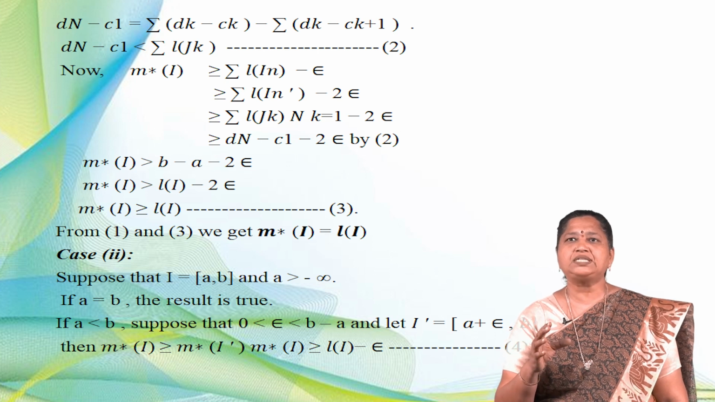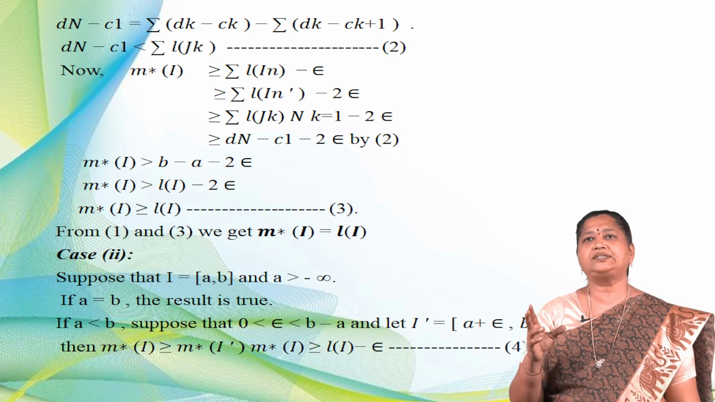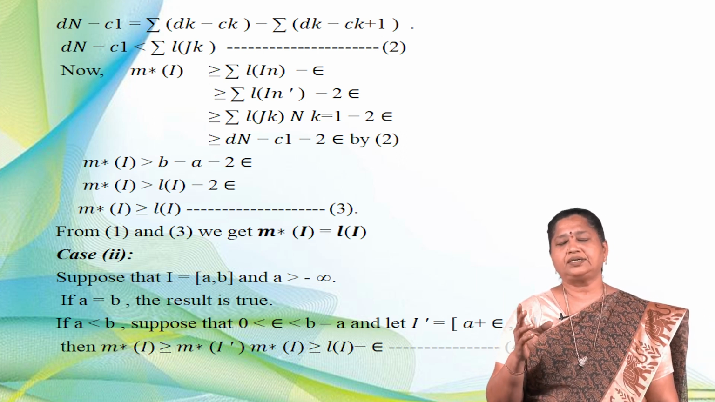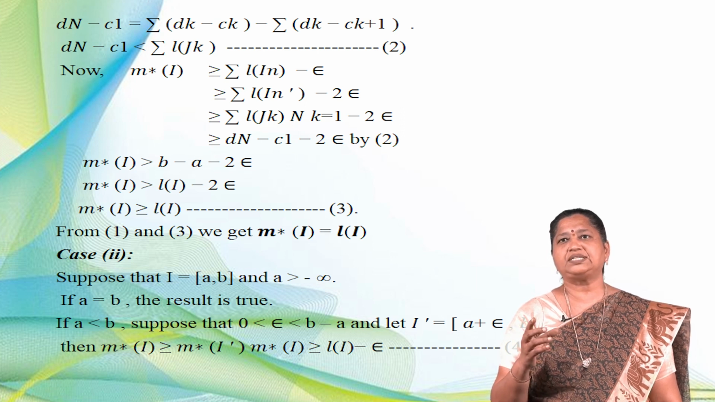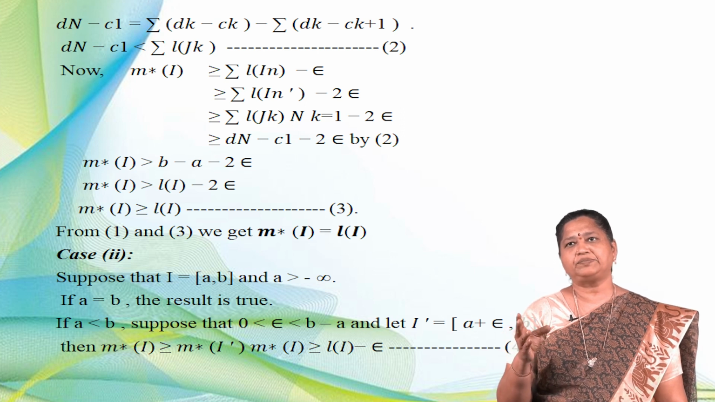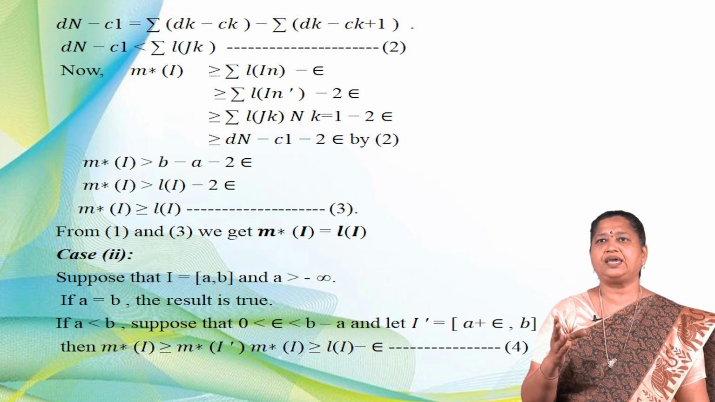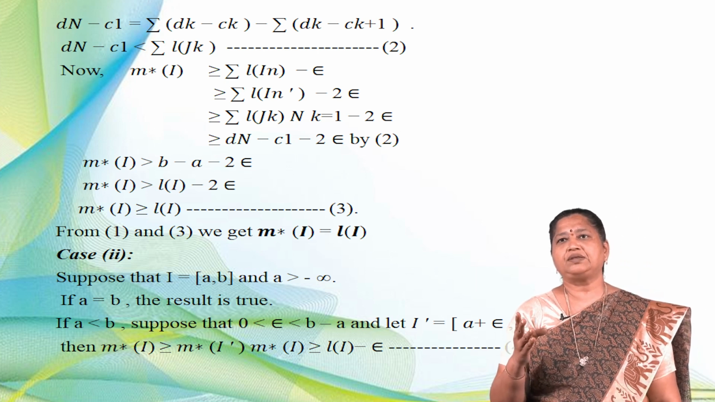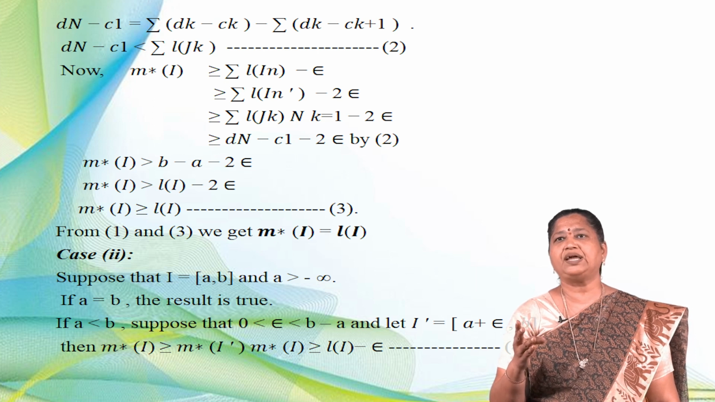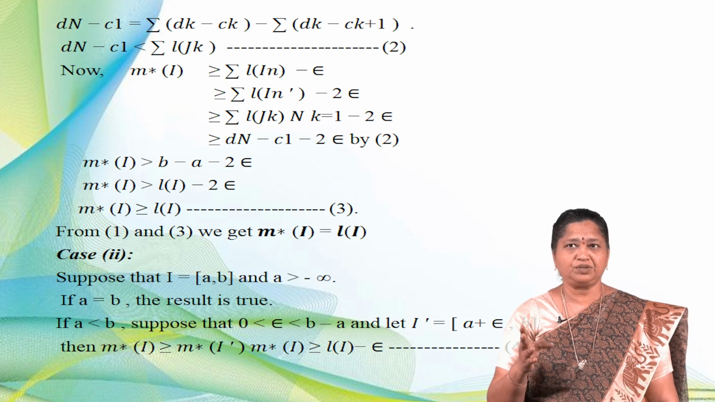So now m star of I is greater than or equal to the summation of L of In minus epsilon, this is nothing but the outer measure. So here I will introduce a subsequence, which is greater than or equal to the summation of L of In dash minus 2 epsilon, which is greater than or equal to the summation of L of Jk, k equal to 1 to n, minus 2 epsilon, and then which is greater than or equal to Dn minus C1 minus 2 epsilon by equation 2.